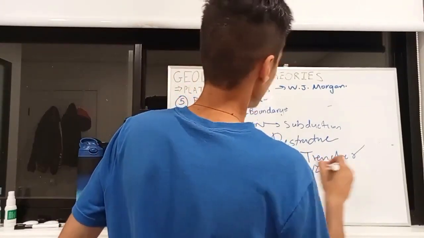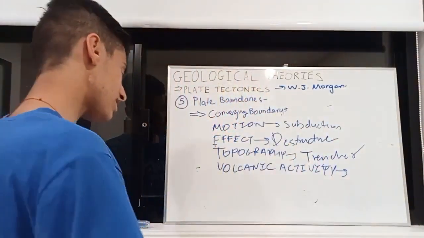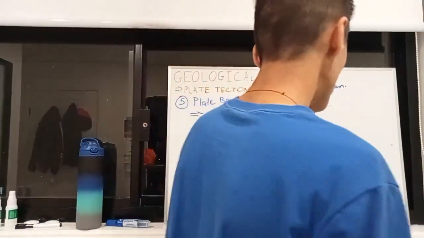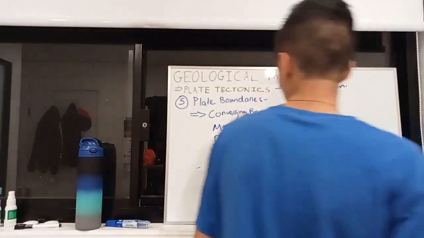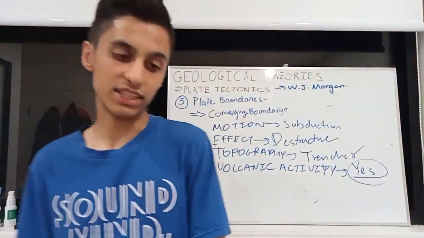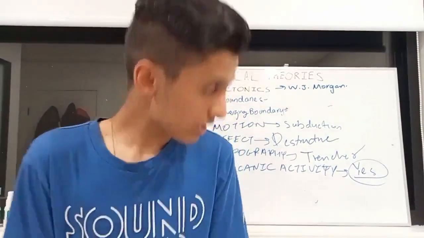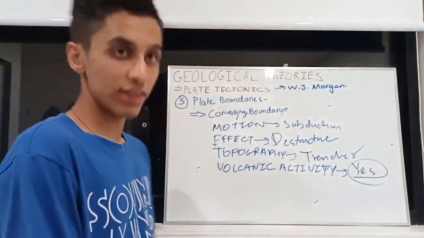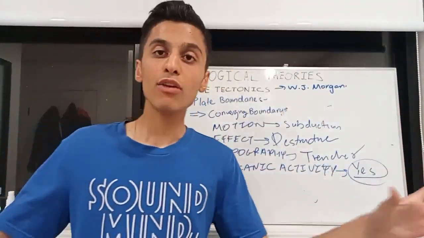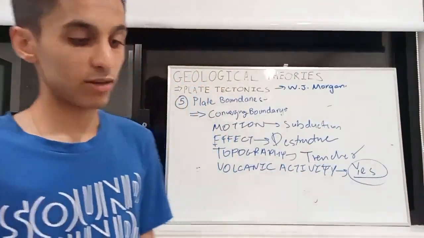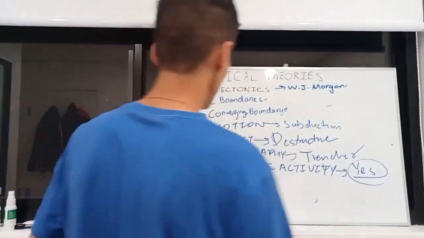And the volcanic activity is usually where two pieces of oceanic crust collide, or there's one oceanic and one continental. So this is where you get volcanic activity. Okay, so now we've done diverging boundaries, we've done converging boundaries. Final part of plate tectonics, transform boundaries. So let's do that.